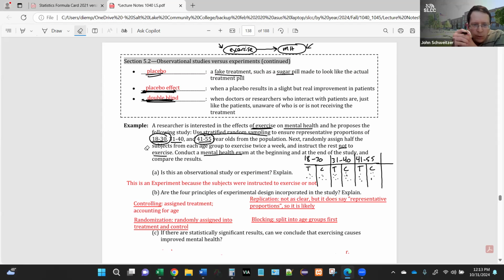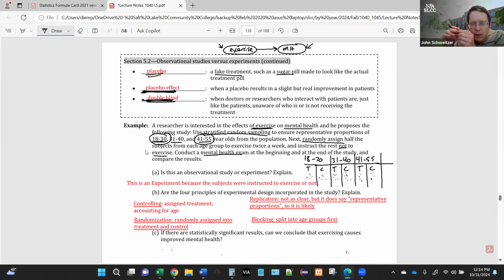So they are using controlling here, right? And then they are doing randomization. It says that they are randomly assigned to either get the treatment, which is exercising, or to not get the treatment, which would be considered the control. So they're randomly assigned into treatment and control.